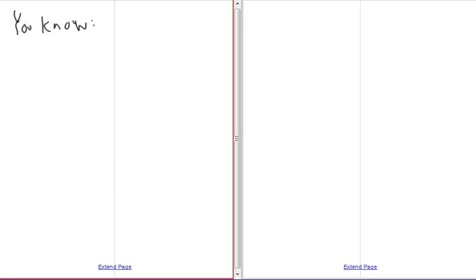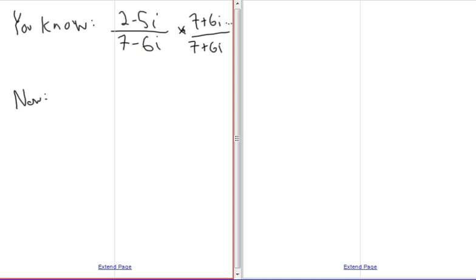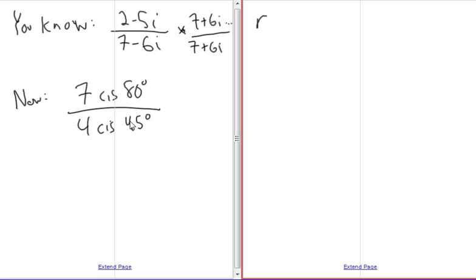We're now going to do something similar for dividing complex numbers in polar form. So this is how you divide complex numbers in rectangular form. You basically rationalize the denominator, that is, by multiplying by the conjugate of the denominator. So 7 plus 6i over 7 plus 6i, and then you go through all that rigmarole. So what we're looking at now is something like 7 cis 80 degrees divided by 4 cis 45 degrees.